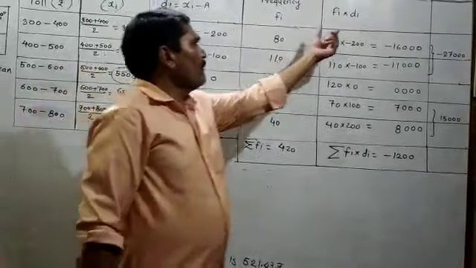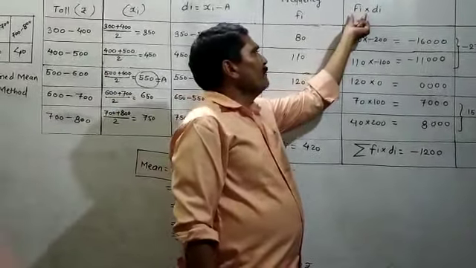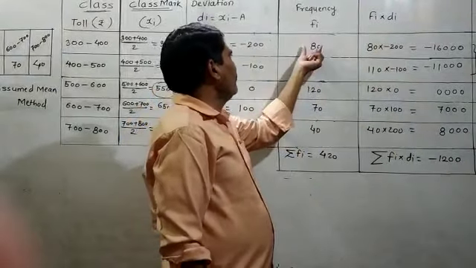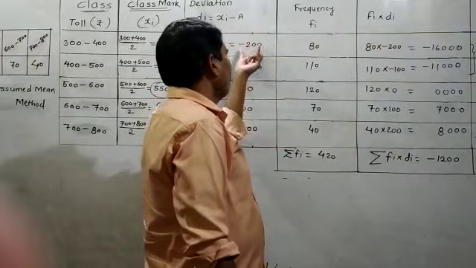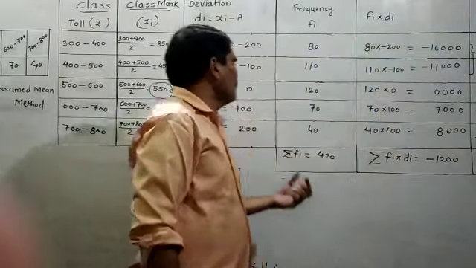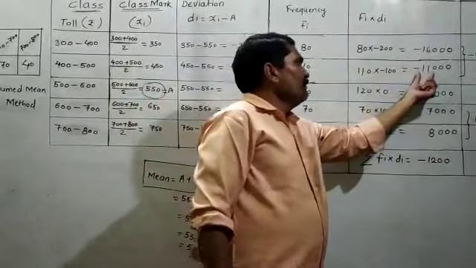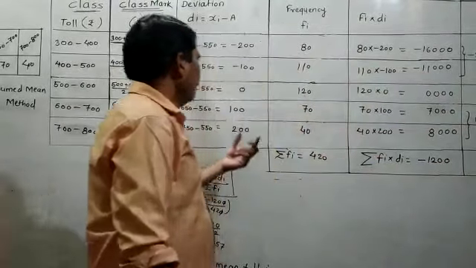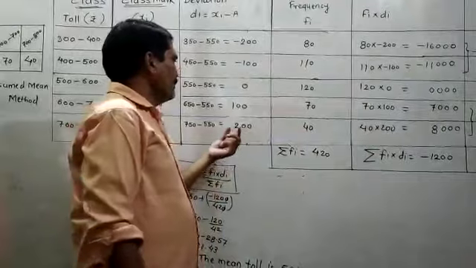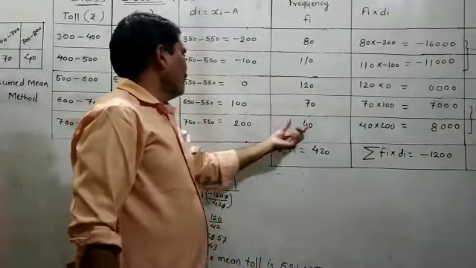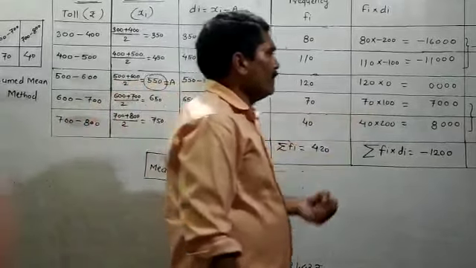Then in this column you have to find the product of the frequency and deviation. So Fi into Di: 80 multiplied by minus 200 is equal to minus 16000. 110 multiplied by minus 100 is equal to minus 11000. 120 multiplied by 0 is equal to 0. 70 multiplied by 100 is equal to 7000. 40 multiplied by 200 is equal to 8000.